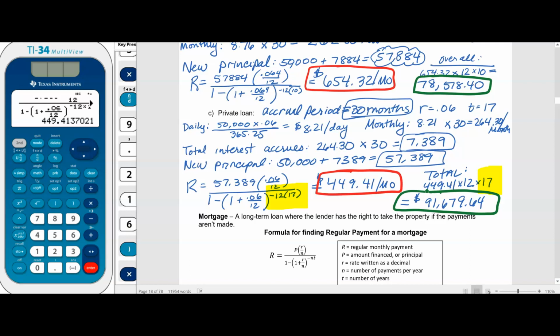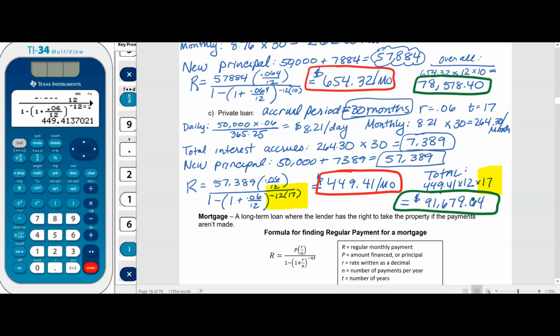And so if we compare, that is by far the greatest payoff. Our first loan had a payoff of 68,000 and some change, our last one 78,000 and some change, and this one 91,000. So it is the lowest monthly payment, but they're paying the most back. So I hope this helps. I know in Connect there's a problem that also asks you to figure out how much one loan is compared to another, and all you would have to do there is just subtract the two numbers.